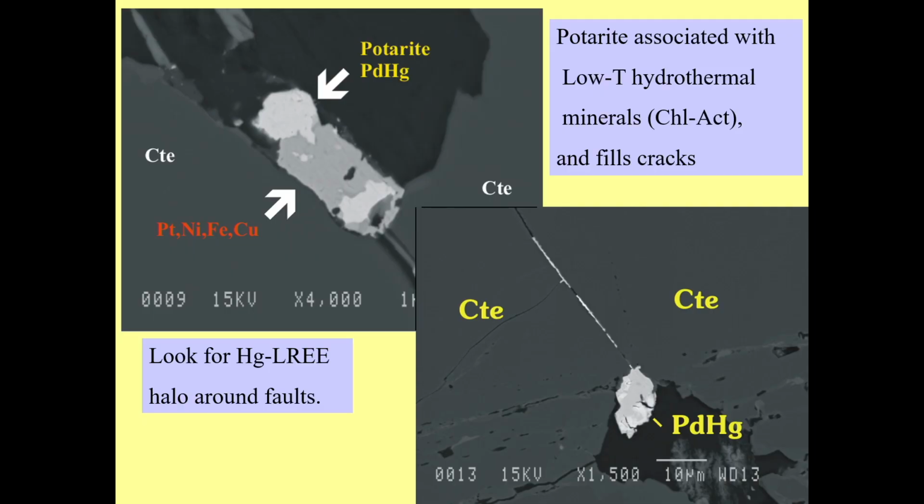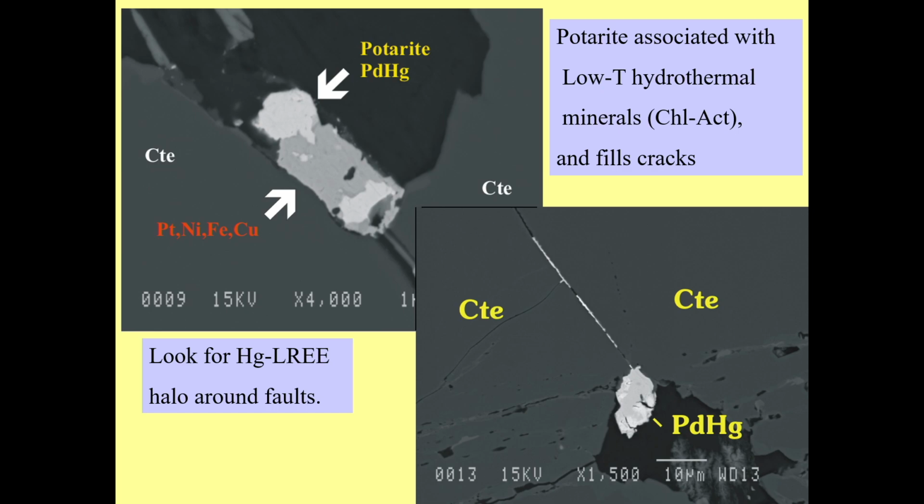Star chrome. Star chrome palladium is very interesting because it's associated with mercury, an amalgam called potarite, and it's spatially associated with greenschist facies minerals, fills little cracks in the chromite. So this is hydrothermal reworking of the original platinum, palladium, nickel, iron, copper alloy, and remobilizing it.